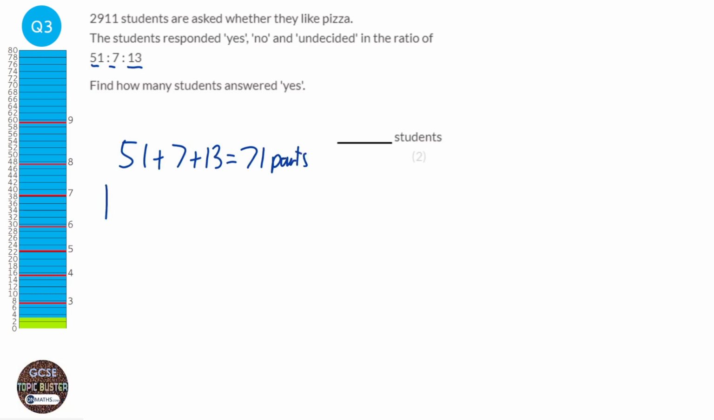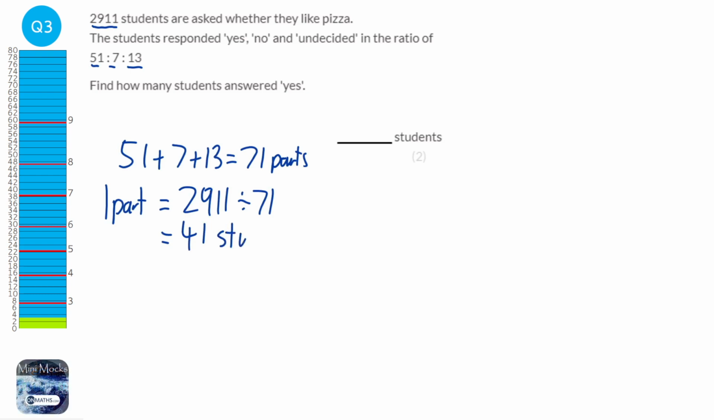So to find out the value of one part, we're going to do how many students there are, which is 2,911. And divide it by the 71 to find out what one part is worth. How many students are in one part? One part's worth 41 students. So each one of those parts in the ratio is 41 students.